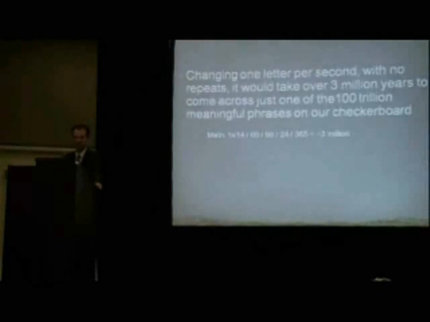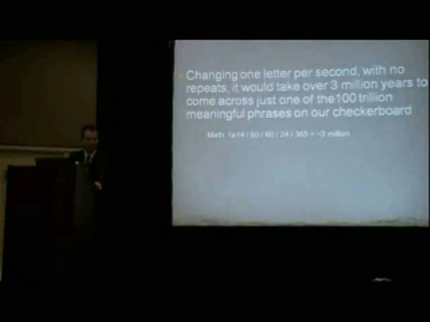And so the ratio there would be 1 out of 10 to the 14. So for every stable sequence, there would be 1 with 14 zeros after it of unstable sequences surrounding it. In other words, each meaningful phrase would be surrounded by a vast ocean of 100 trillion meaningless ones. Okay, so how to get from one to the next? Changing 1 letter per second with no repeats, it would take over 3 million years to come across just one of the 1 trillion meaningful phrases on our checkerboard at 28 characters in size.